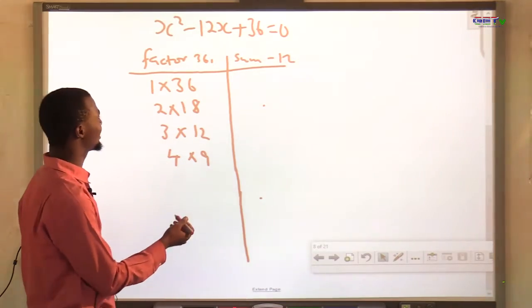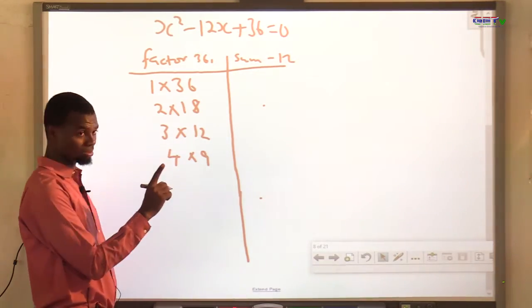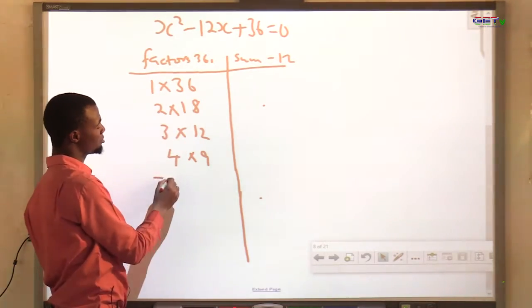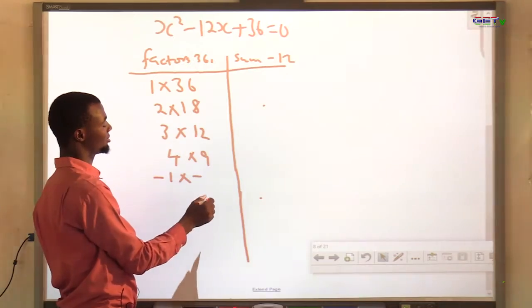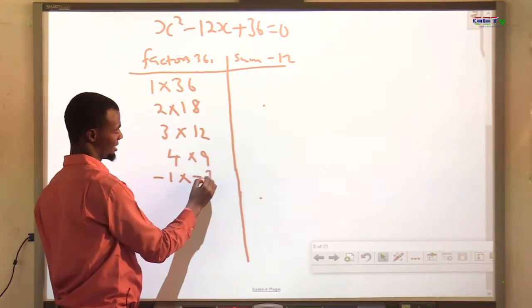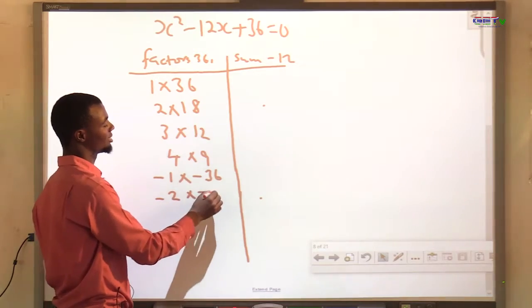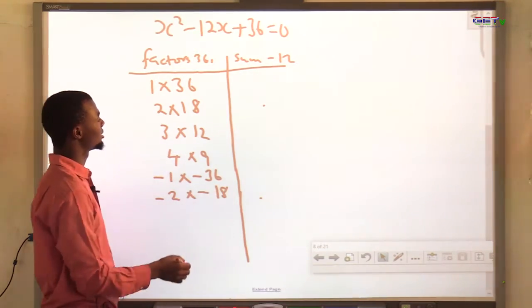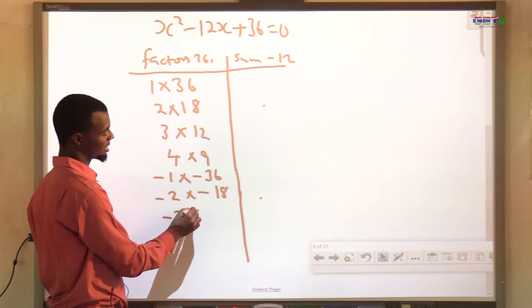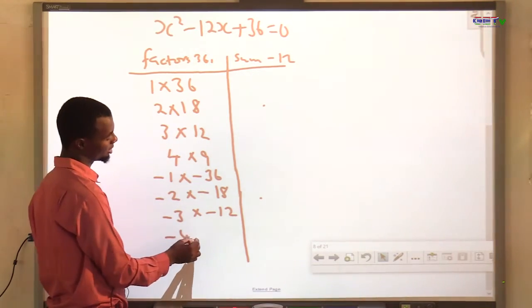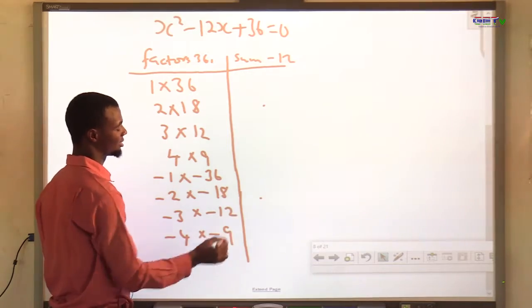Then let's look at the negative factors. Factors of 36. You have negative 1 and negative 36. You have negative 2 and negative 18. You have negative 3 and negative 12. You have negative 4 and negative 9.